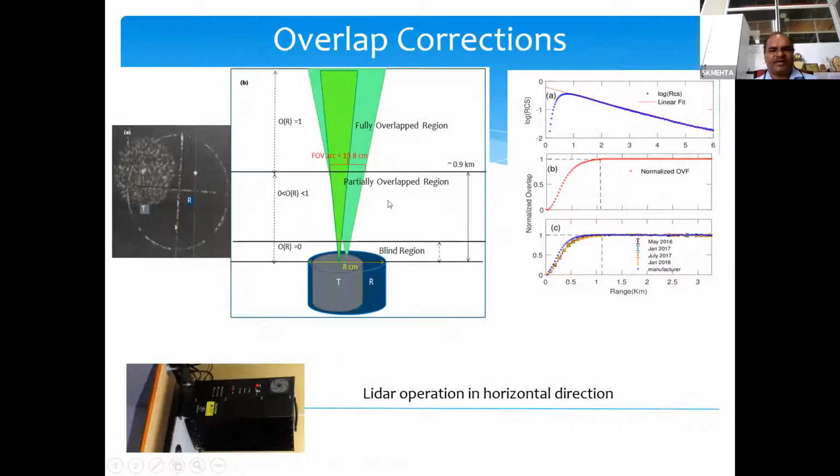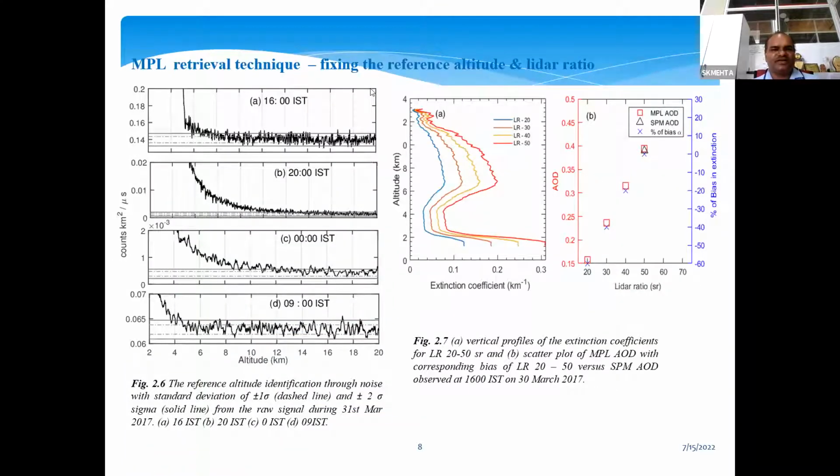So then we have to correct this, so we find it and fit it and then get the overlap factor, and then we correct the signal. Also, another important thing when we are deriving is to fix the reference altitude and also get the lidar ratio. The signal is not the same every day and every time, depending on the weather or the atmosphere. During night time we get the signal up to about 14 to 15 kilometers, but during daytime it is only 5 to 6 kilometers.